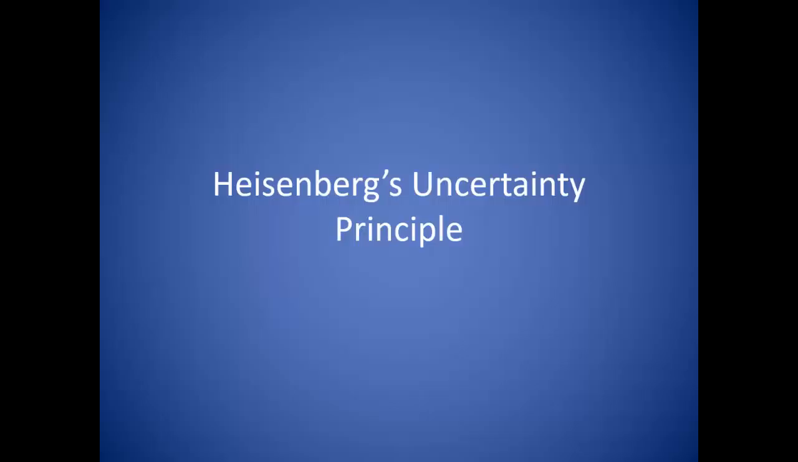In 1927, Werner Heisenberg introduced his famous uncertainty principle. Now, this is probably something that you've heard of, but being able to wrap your mind around it is something a little bit more.